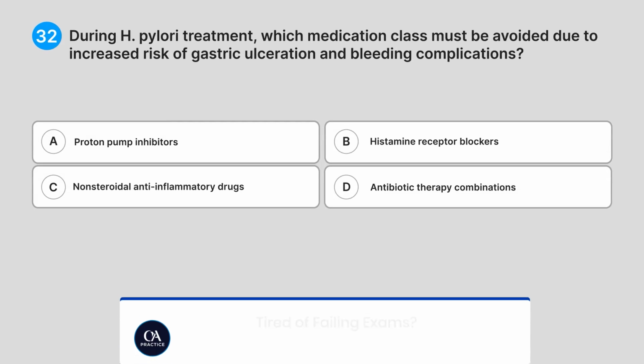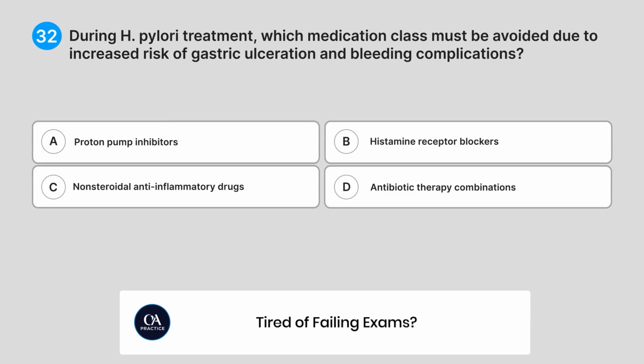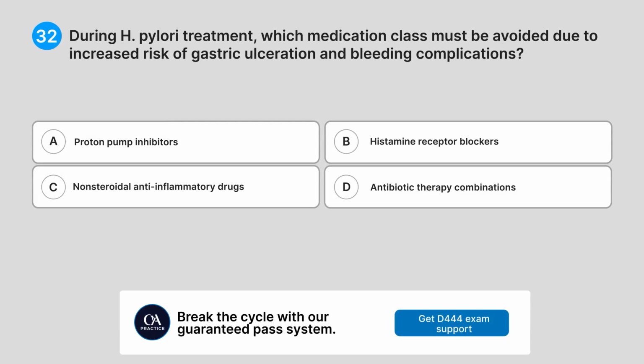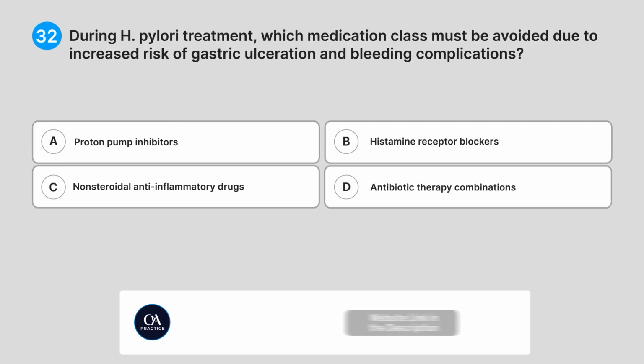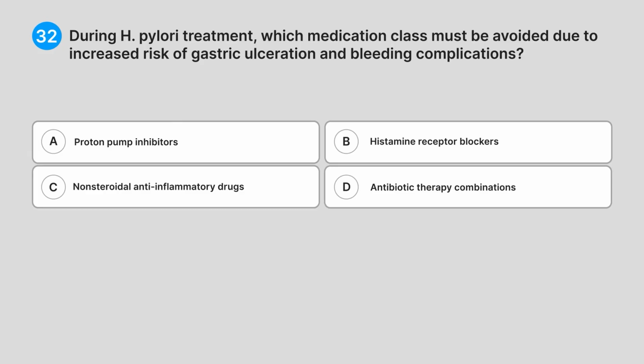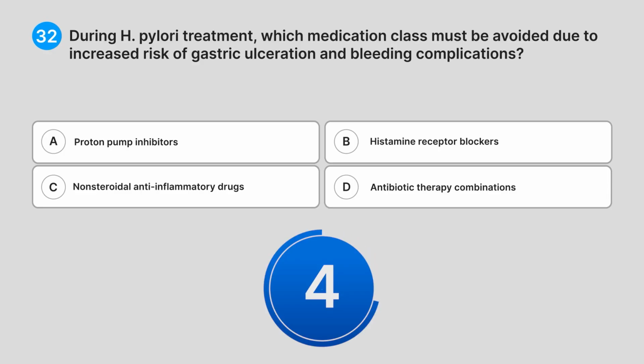32. During H. pylori treatment, which medication class must be avoided due to increased risk of gastric ulceration and bleeding complications? A. Proton pump inhibitors. B. Histamine receptor blockers. C. Non-steroidal anti-inflammatory drugs. D. Antibiotic therapy combinations. Do you know the answer?